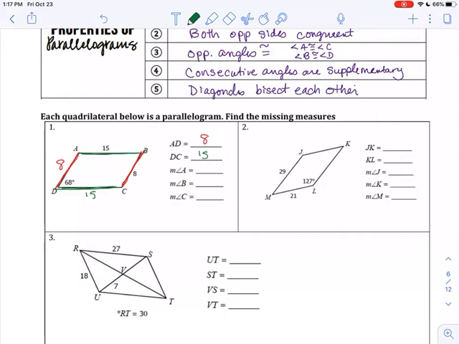Now for the angles, angle A is right here. It's next to angle D. Angles that are next to each other are supplementary. So I'm going to do 180 minus 68, which is 112.